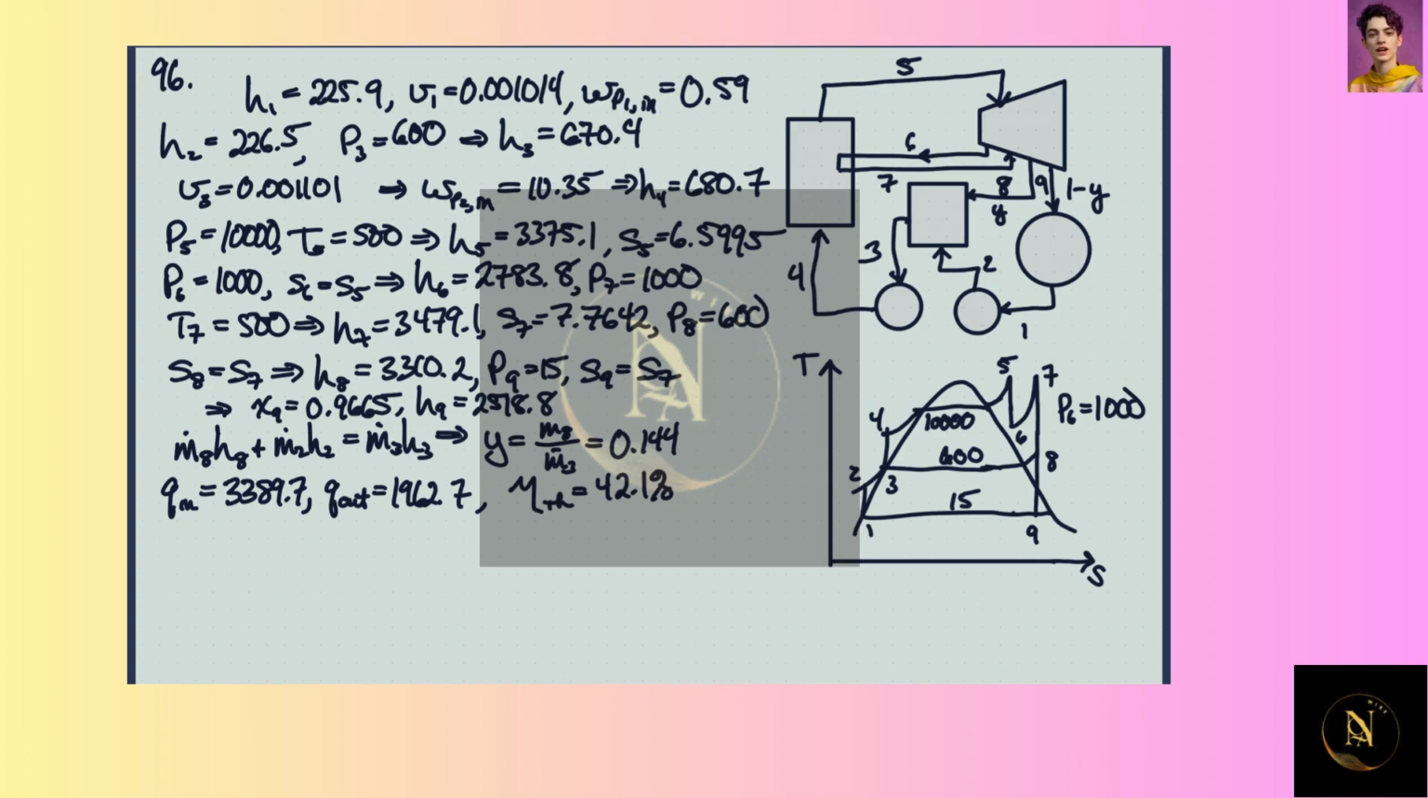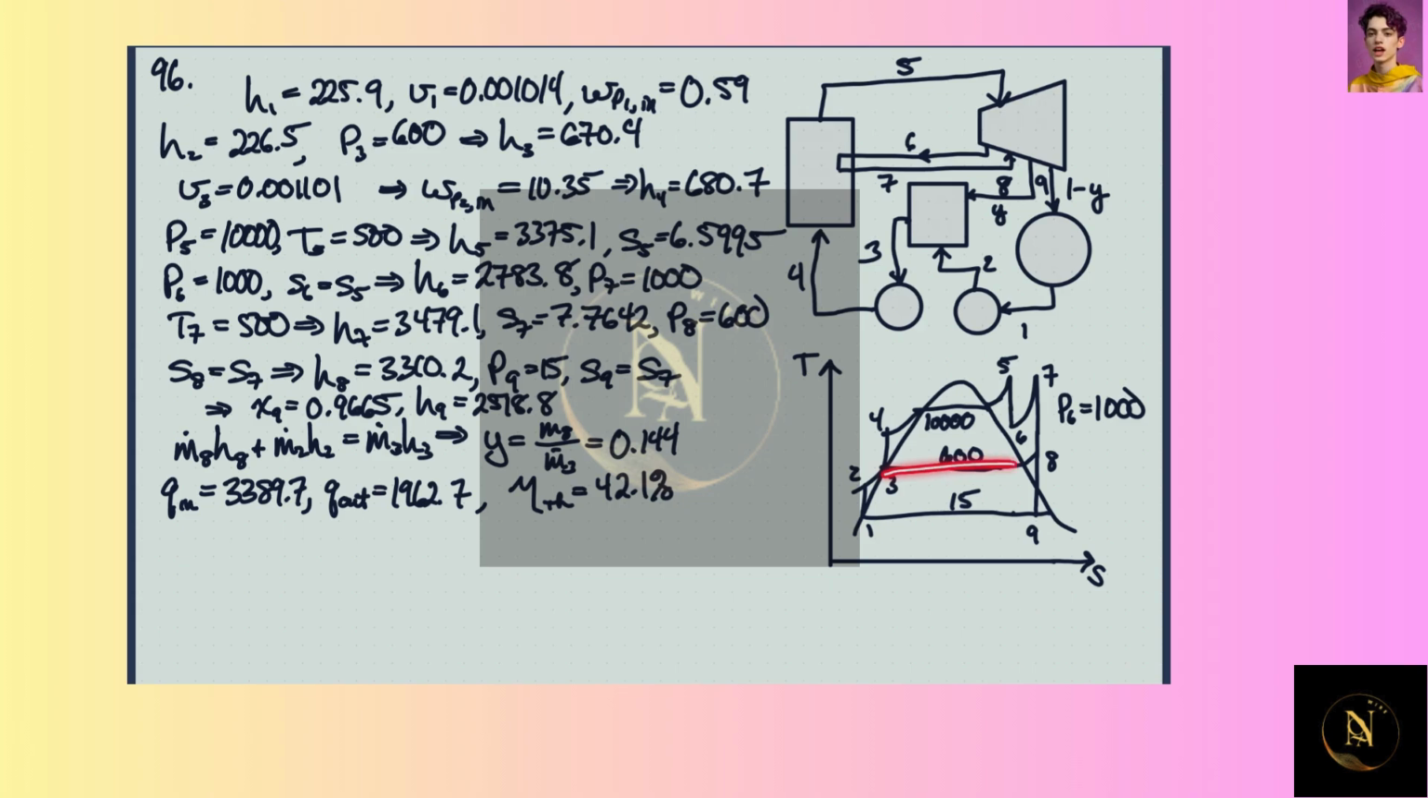Here we have an ideal reheat regenerative Rankine cycle with an open feed water heater. Boiler pressure is 10 megapascals. Condenser pressure is 15 kilopascals.